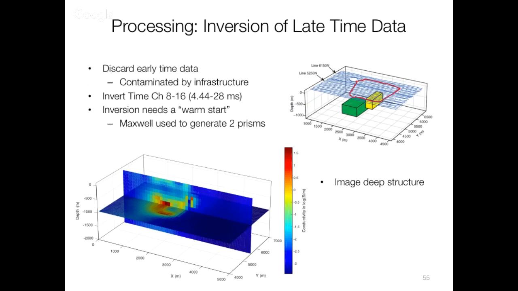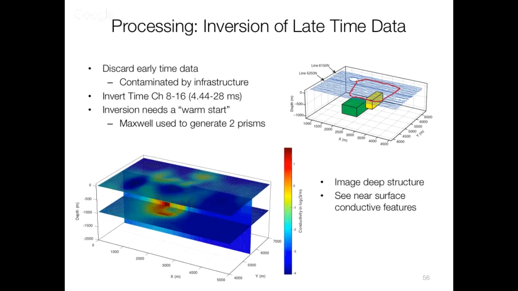So this is a cross-section. But this depth plane here is at 1 kilometer. So we're seeing a conductivity complex here at a kilometer depth. So that's great. So we use the late time data in this structure. However, if we look at the surface, at the conductivity that's near the surface, you see that there's actually what's going on.